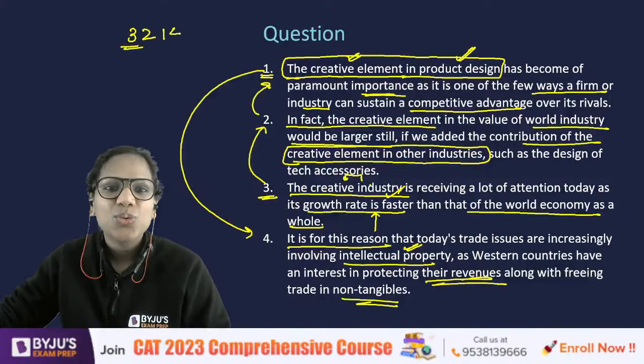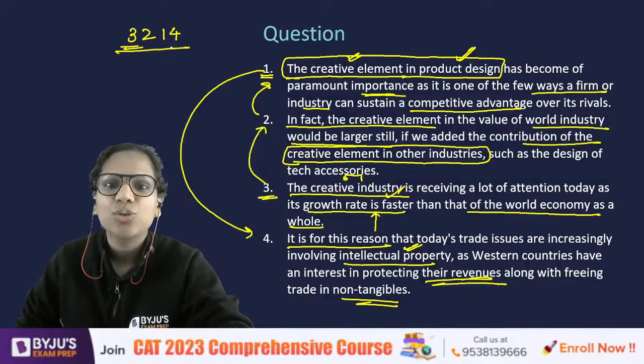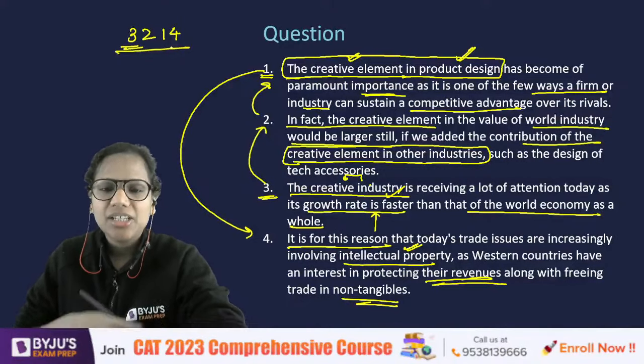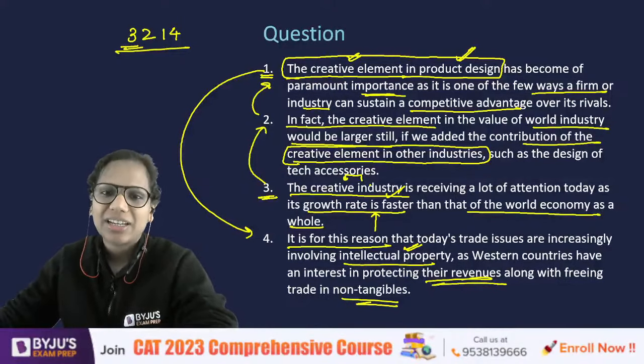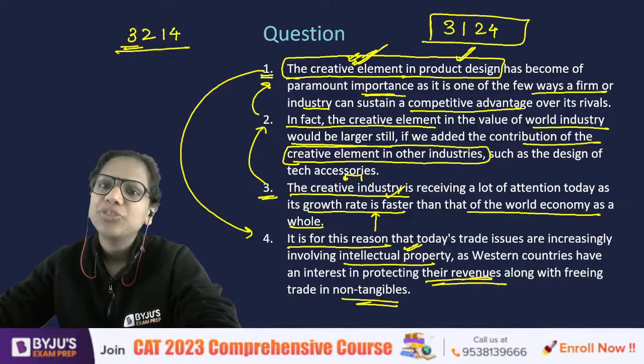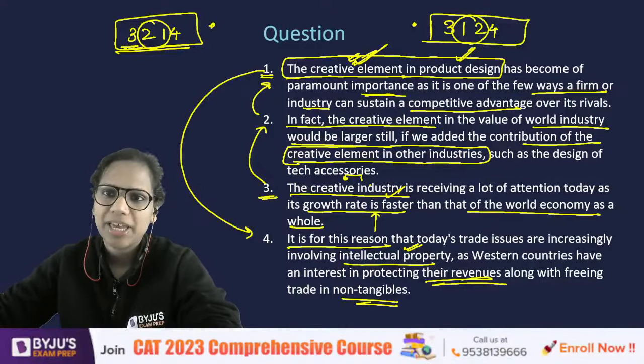So 3, 2, 1, 4, that should be the sequence and not 3, 1, 2, 4. So did anybody say that? 3, 2, 1, 4? I understand that it's probably because of the 'in fact'. You thought that first I'll say the creative element and then 'in fact' the creative element. So that is why a lot of you made this the sequence. This was a confusing question in this regard. This pair here was a confusing pair, I agree.